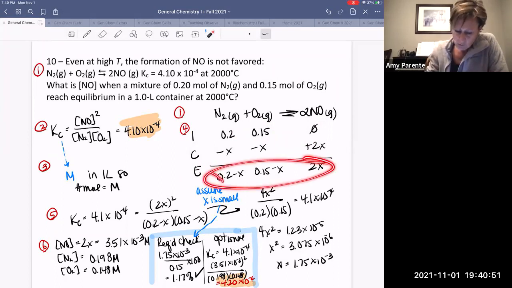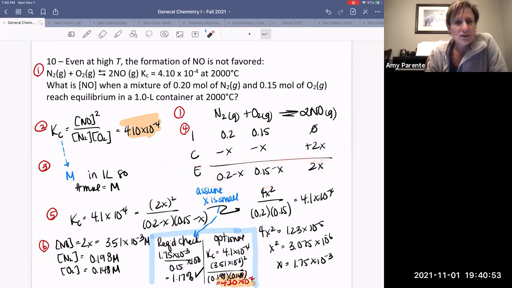Then to solve for X, we take these pieces and we put them into our equilibrium expression. So it's going to be 2X the quantity squared in our numerator, 0.2 minus X and 0.15 minus X in our denominator. To solve this without having to use the quadratic equation, we make an assumption that X is small. If X is small, then our denominator simplifies to be the product of 0.2 and 0.15. That equals our Kc value. Going through and solving for X, we're going to get X equal to 1.75 times 10 to the minus third.